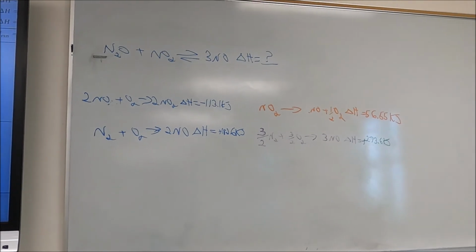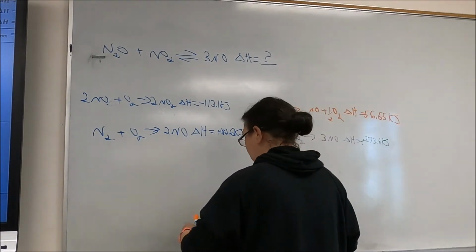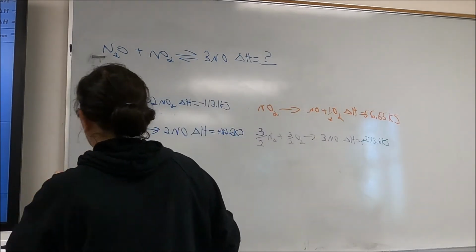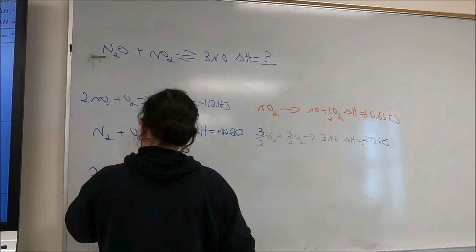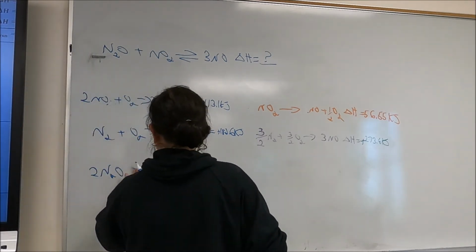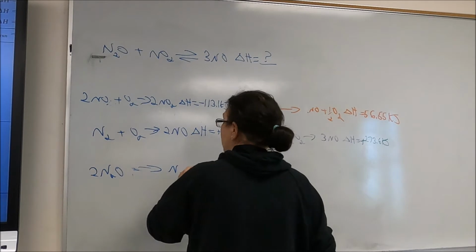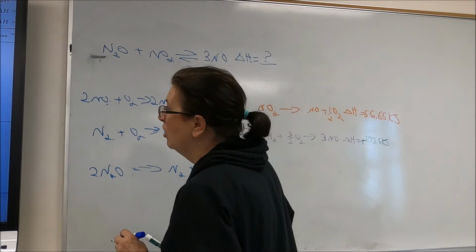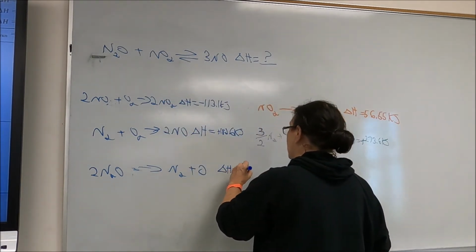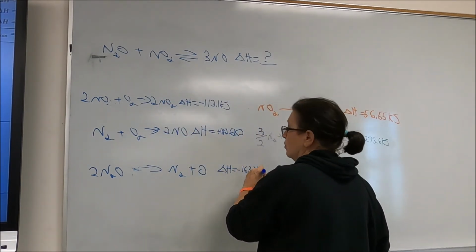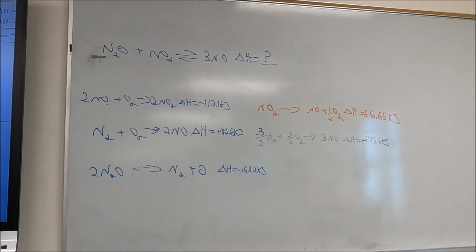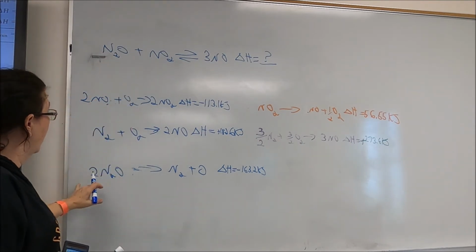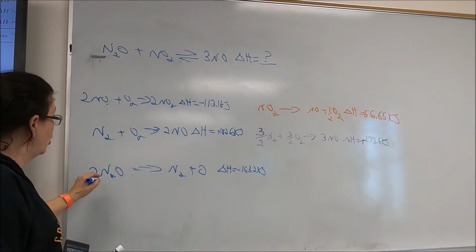Okay, now our last reaction that we're given is 2 NO2 going to N2 plus O2, and it has a delta H of minus 163.2 kilojoules. Now, in our target reaction, we've only got 1 dinitrogen monoxide. So I'm going to have to divide everything here by 2.